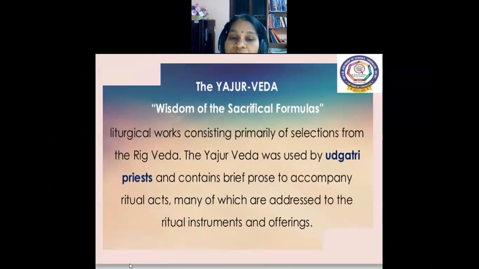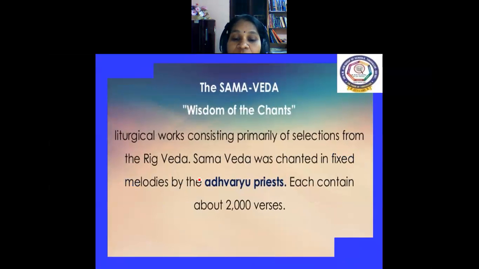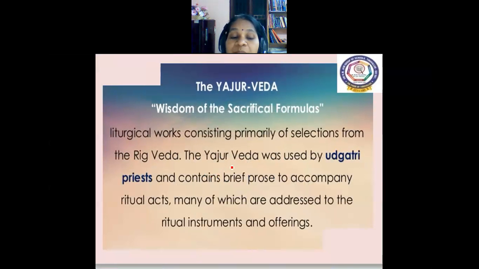Yajurveda, the third one, is wisdom of sacrificial formulas. This Yajurveda consists primarily of selections from the Rig Veda. The Yajurveda was used by the Udgatri priest. First, the Hotri priest for Rig, Atharva priest for Sama, and Udgatri priest for Yajurveda. Yajurveda contains verse formulas to accompany ritual acts, many of which are addressed to the ritual instruments and offerings.